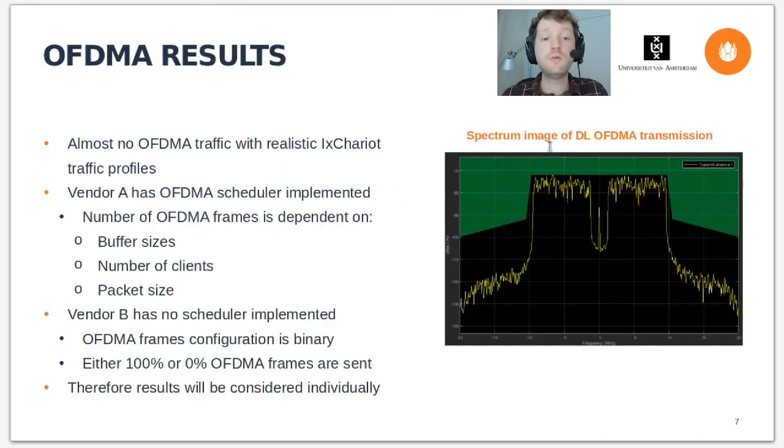Our experiments show almost no OFDMA traffic when using realistic traffic profiles as defined by IEEE. In addition, the results are vendor specific, as vendor A has an OFDMA scheduler implemented, whereas vendor B did not have a scheduler. For vendor A, the number of OFDMA frames being sent is dependent on the buffer sizes, the number of clients, and the packet size. Vendor B has a binary configuration of OFDMA. When enabled, all packets will be sent as OFDMA frames.